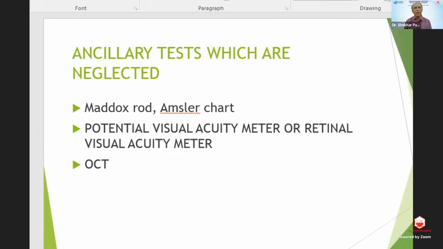There are a few ancillary tests which are sometimes neglected. They are simple but important. Maddox rod and Amsler charting help us easily come to a diagnosis about macular pathology in the cataract eye. But they are reasonably crude, and in dense cataract, they are of absolutely no help. But OCT is a real game changer in predicting visual outcome in a cataract case. Next slide, please.